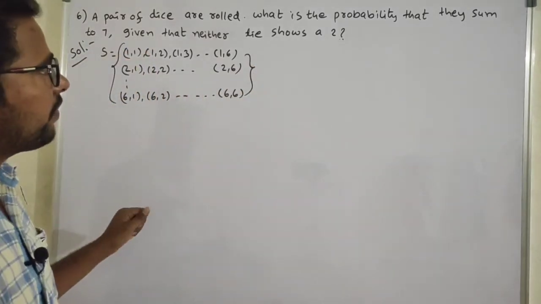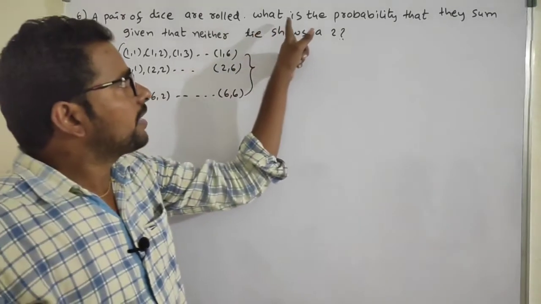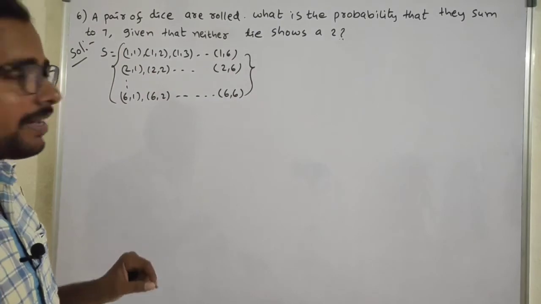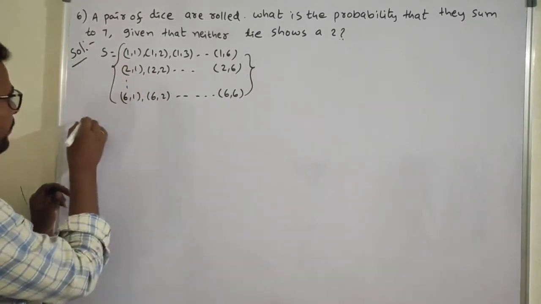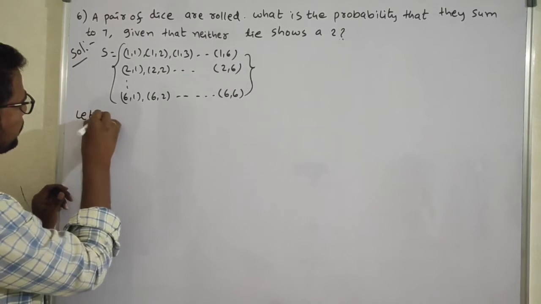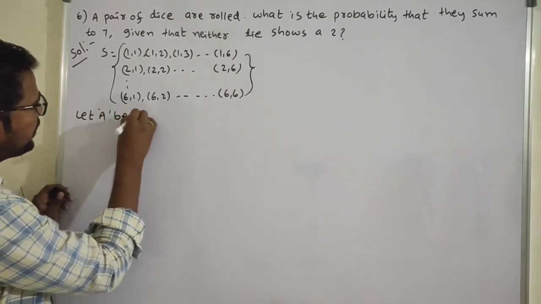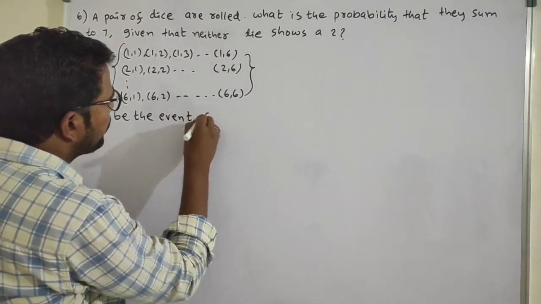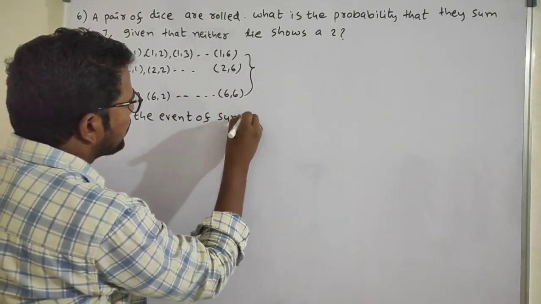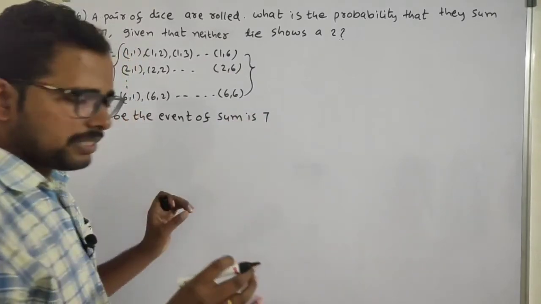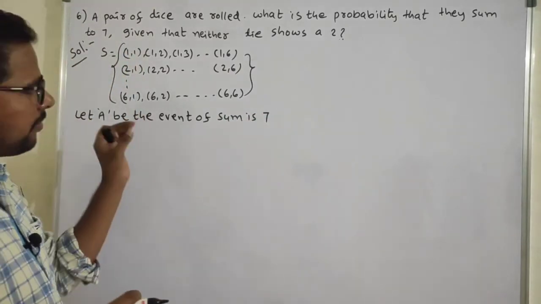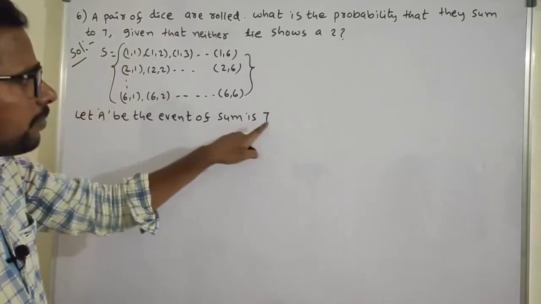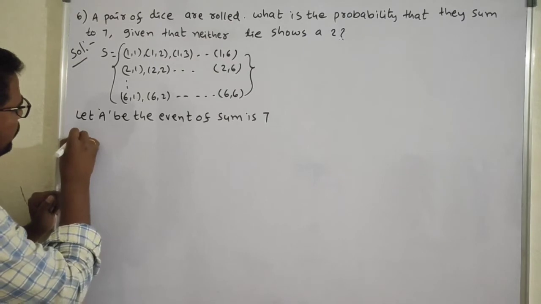When we roll a pair of dice, what is the probability that they sum to 7? Let A be the event that the sum is 7. Sum is 7 means the sum of the numbers on the two dice is equal to 7. Therefore, what are the events in A?